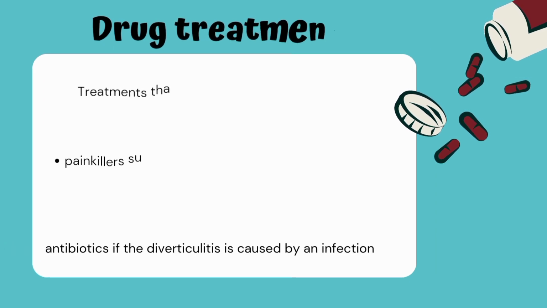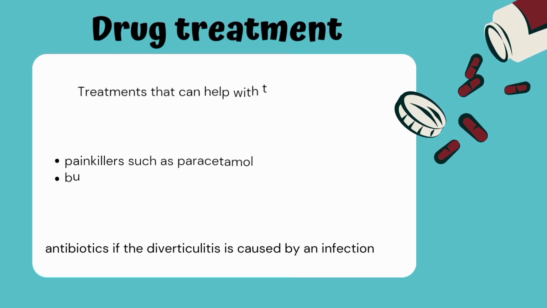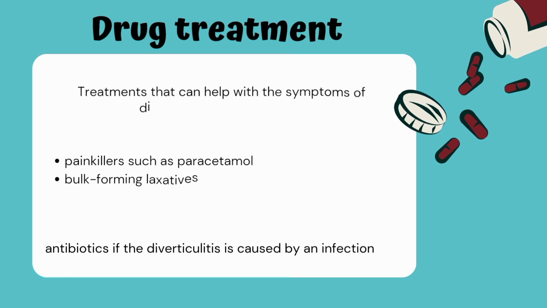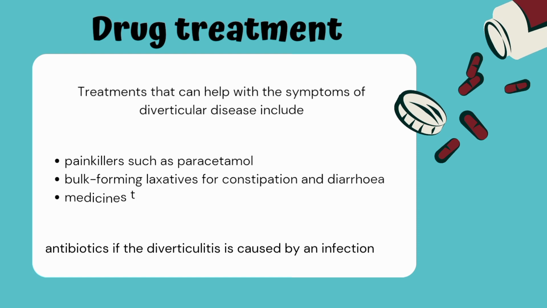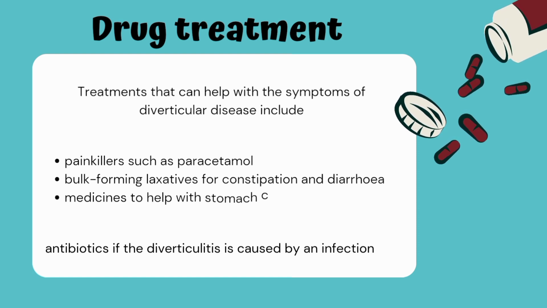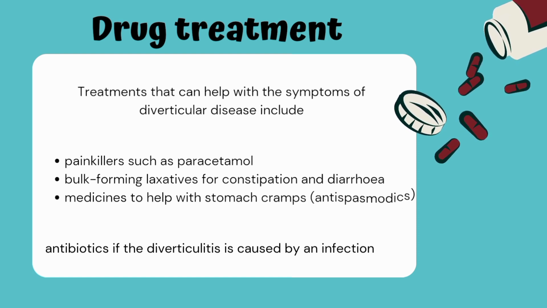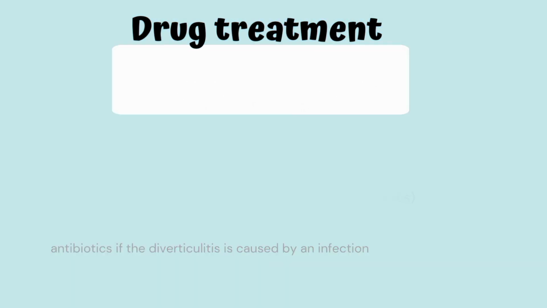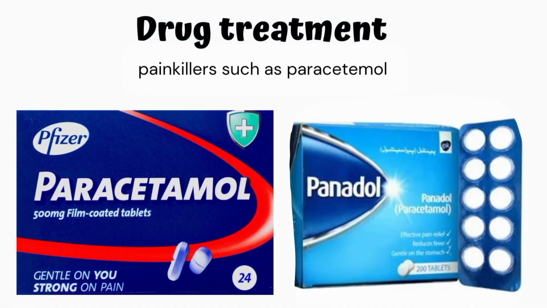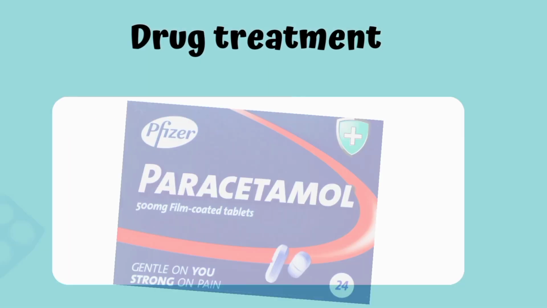Drugs that relieve symptoms of diverticular disease include painkillers such as paracetamol, bulk-forming laxatives for constipation and diarrhea, medicines to help with stomach cramps, antispasmodics, and antibiotics if the diverticulitis is caused by an infection. For generic paracetamol, there are so many brands available in the market, but the most popular is Panadol from GSK and paracetamol from Pfizer.